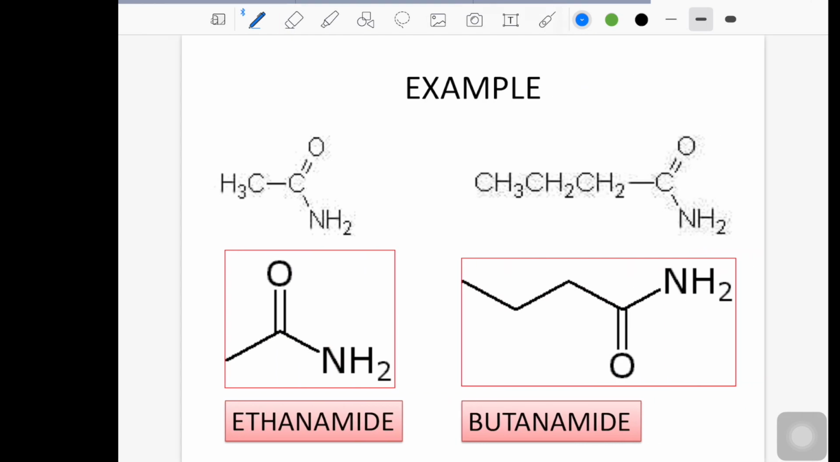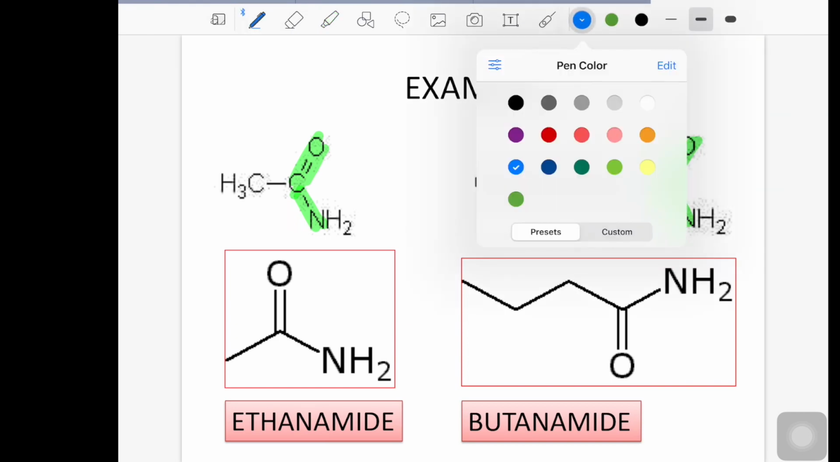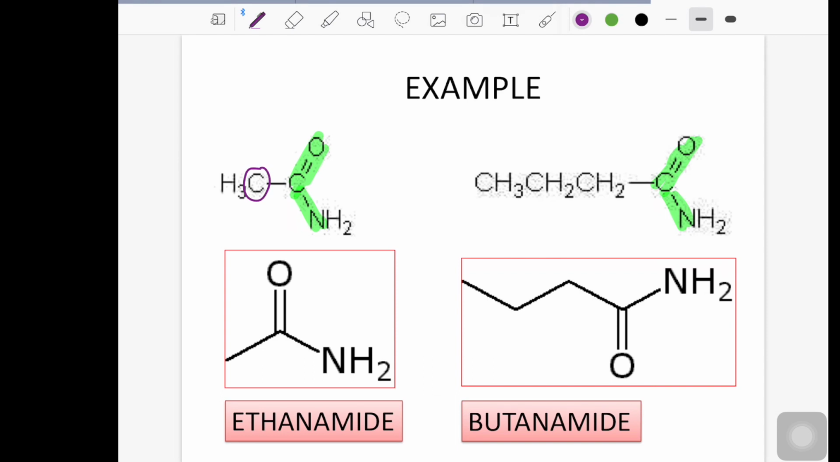Here are some examples of amide. First and foremost, I want you to be able to spot the amide bond, C=O N. You name the amide exactly as how you would count the normal number of carbons. So you have 2 carbons here, we call it ethanamide. Here you have 1, 2, 3, 4 carbons, we call it butanamide.